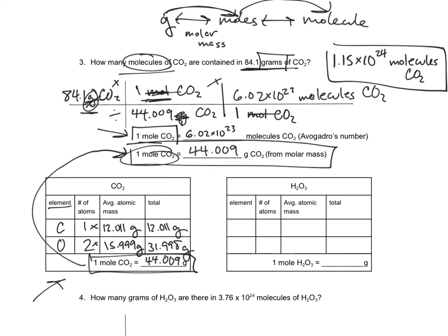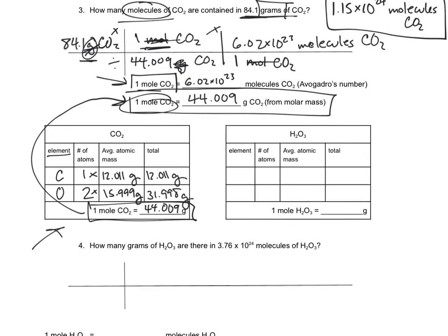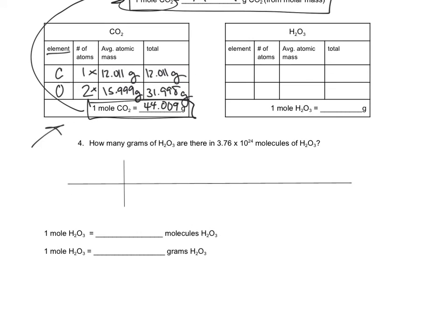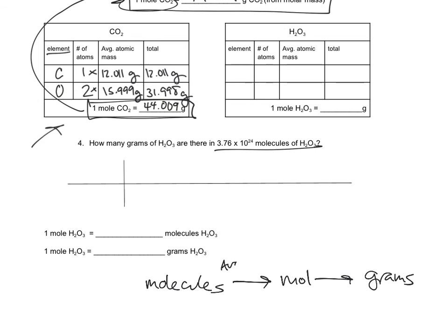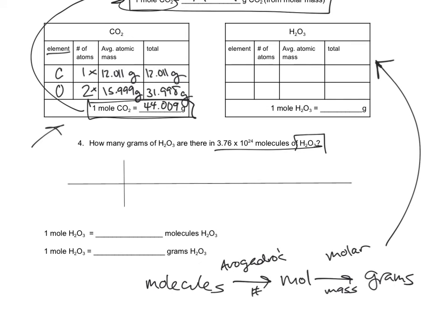All right, number 4, I'm not actually going to do completely. Number 4 just goes backwards from the previous one. You have to go from molecules, because that's what you're given, to molecules to moles, and then to grams. For molecules to moles, you got to use Avogadro's number. And for moles to grams, you got to use the molar mass, which you'll figure out in that chart since we're now looking at H2O3.